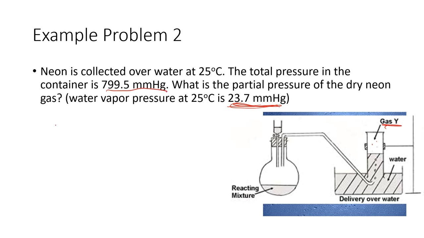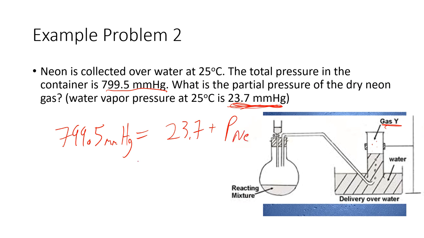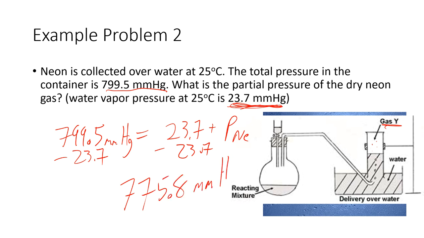So the total pressure is 799.5 millimeters of mercury. And we know that water is contributing 23.7. And then the rest will be the neon, the partial pressure of neon. So if you want to figure out what the neon was, you just subtract 23.7 from the big number. 799.5 minus 23.7. So neon had to be contributing 775.8 millimeters of mercury is what the pressure of neon was. Okay, so that's fun, right?